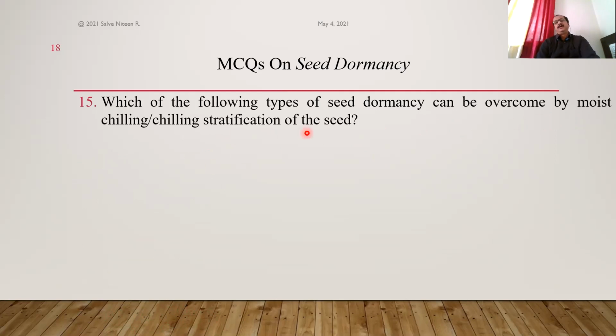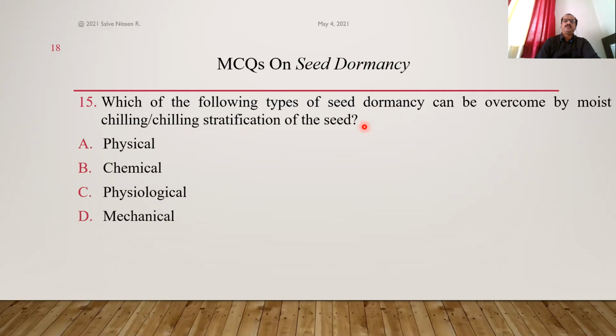Which of the following types of seed dormancy can be overcome by moist chilling or chilling stratification of the seed? This type of stratification is also called cold stratification. There are two types of stratification: warm stratification and cold stratification. So which of the following types of seed dormancy can be broken by cold stratification? Cold stratification is the method used to break what type of seed dormancy? Here the answer is physiological dormancy.